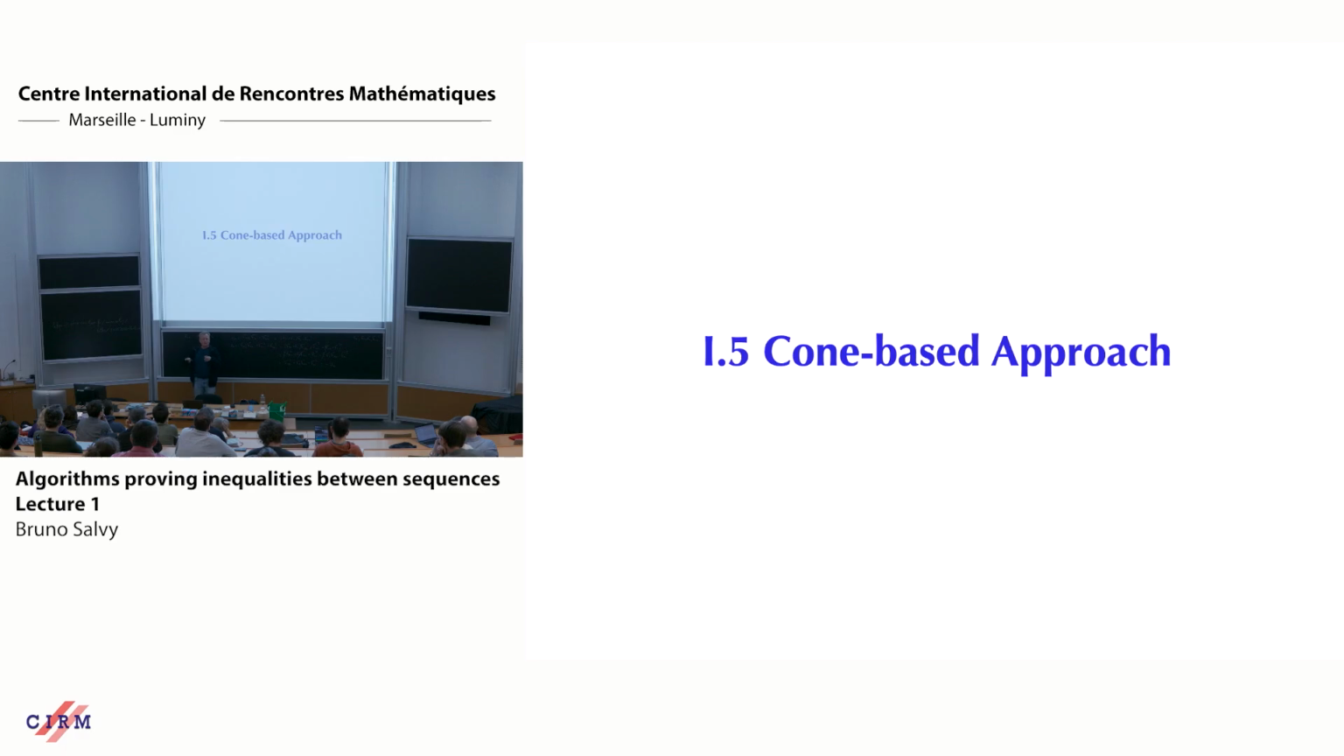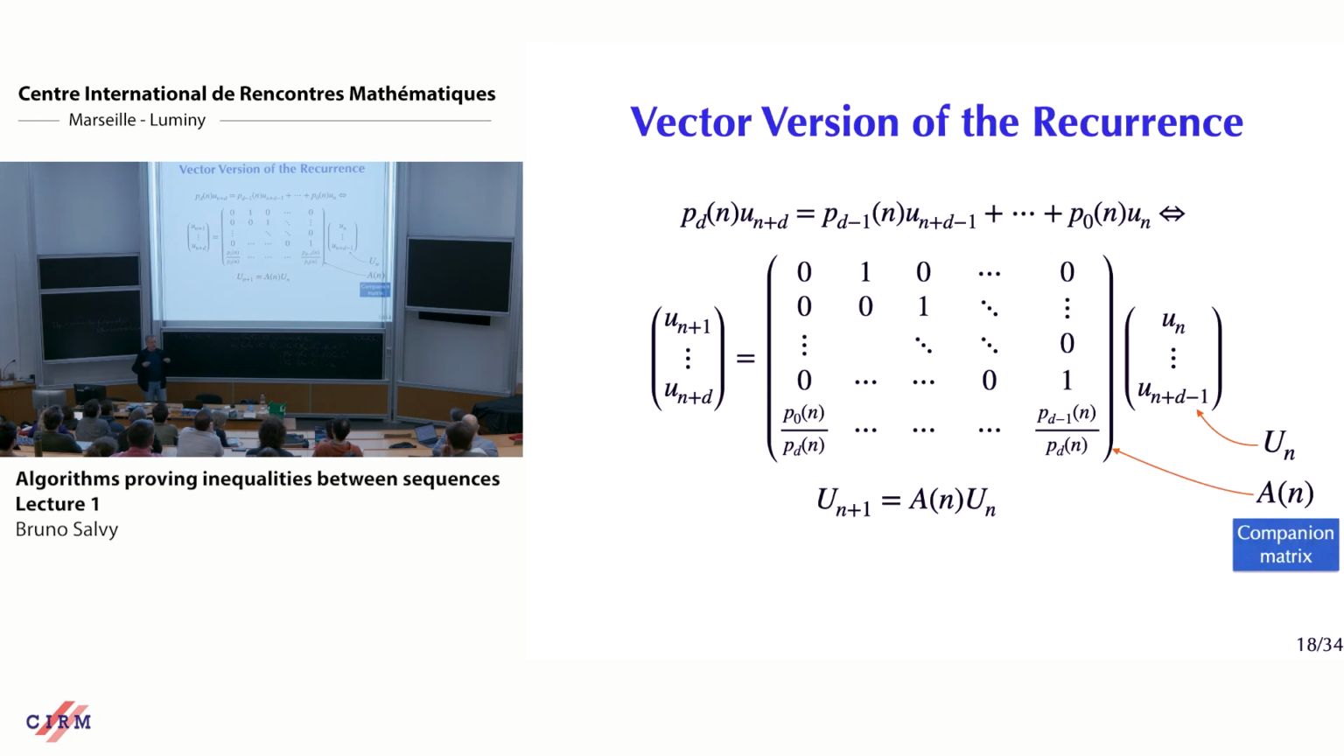I'm running late, but the proofs were at the end, and I don't like proofs, so it will be perfectly fine. So the cone-based approach: first you need to go to higher dimension, but that's very easy. If you have a linear recurrence of order D, you turn it into a linear recurrence of order 1 for this vector u_n, where A_n, this matrix, is a sort of companion matrix of the recurrence. And now your recurrence is just u_{n+1} = A_n u_n. So you look at vectors in R^D.